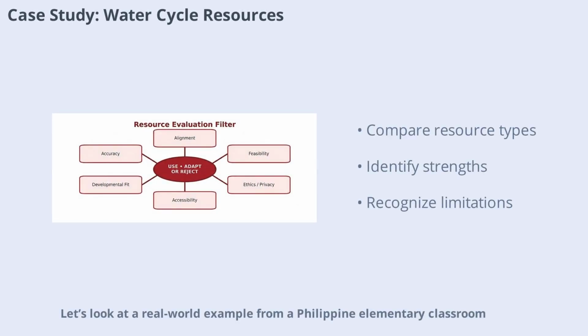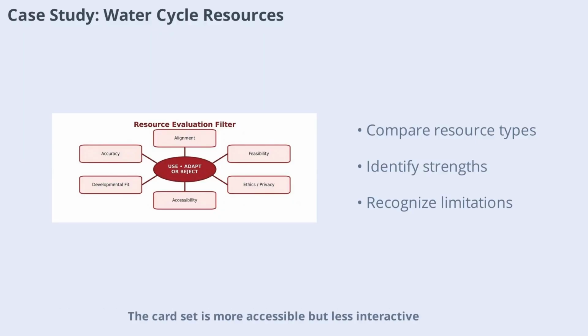Let's look at a real-world example from a Philippine elementary classroom. Two resources are available to teach the water cycle: an animated website requiring individual accounts and continuous internet, and a teacher-made sequence card set with an optional offline video. Each has strengths and limitations. The website offers dynamic visuals but raises privacy and access concerns. The card set is more accessible but less interactive.